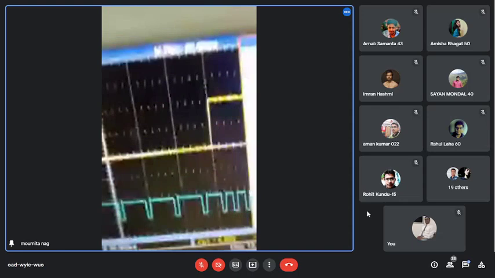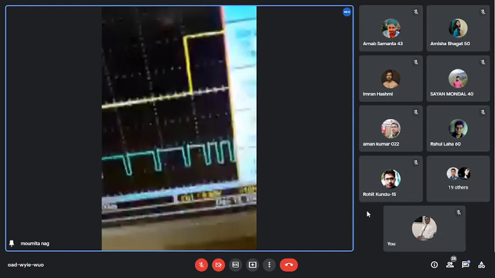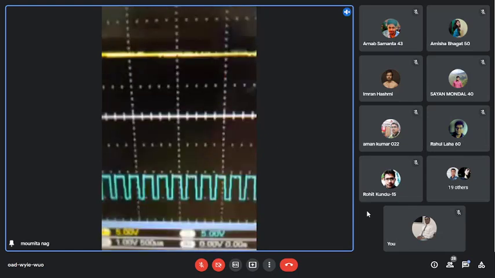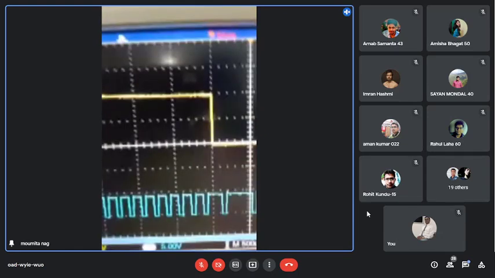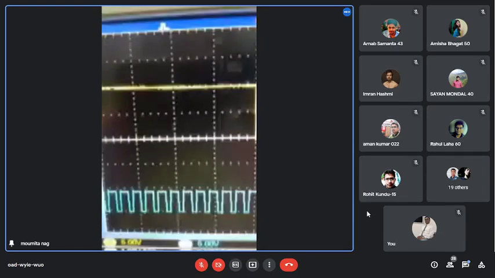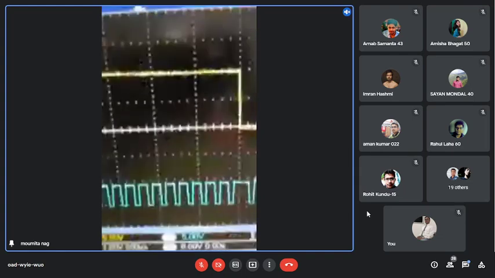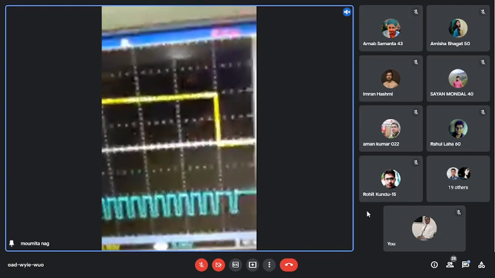Now see the FSK output. First consider when the message is in the on state or high state. This is a high frequency. The output frequency is higher.